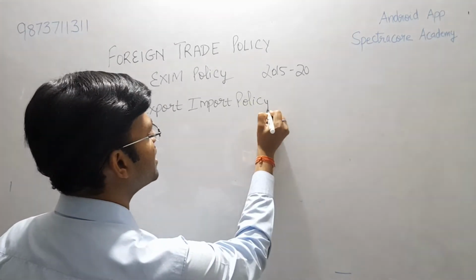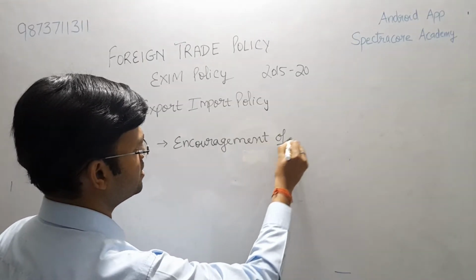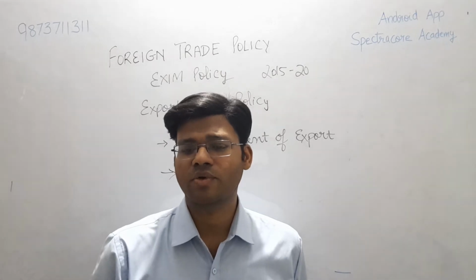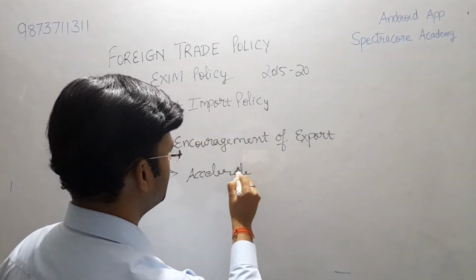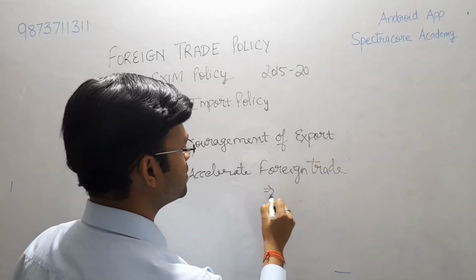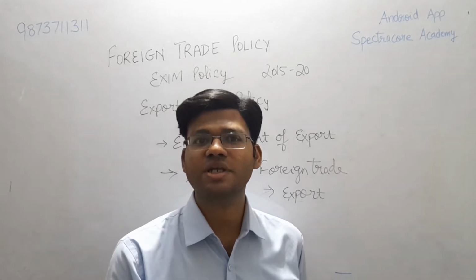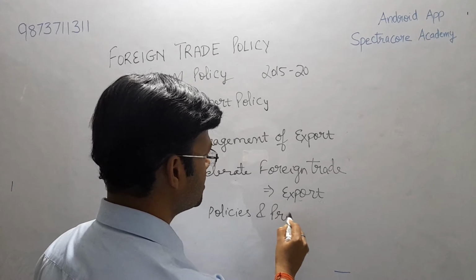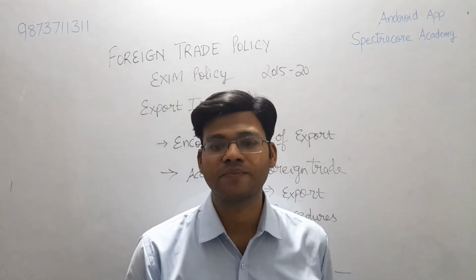So what are the objectives of our EXIM policy? It should be the encouragement of export. The export should increase and foreign trade must accelerate. Acceleration of foreign trade also implies the increase of export, because if more and more import is taking place, then it will lead to the trade deficit and the loss of foreign exchange. Hence, the policies and procedures are formed to regulate this. If we are importing as much as we are exporting, then we are at balance and there is no problem at all.